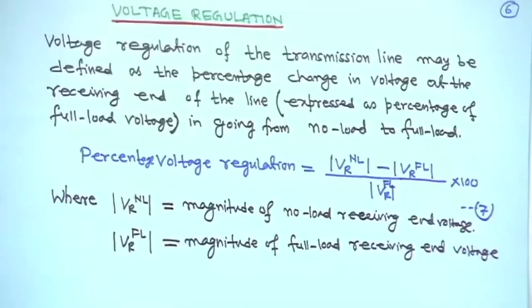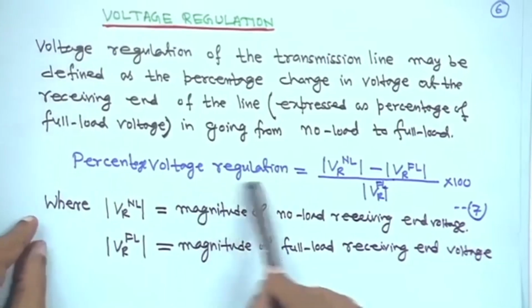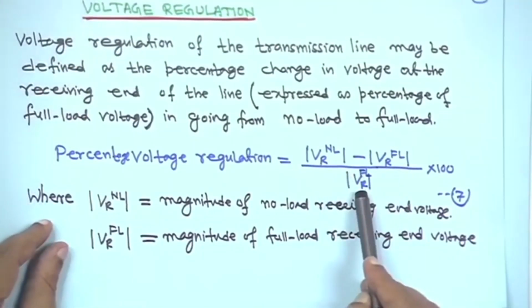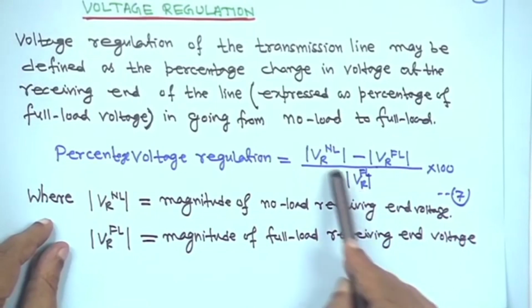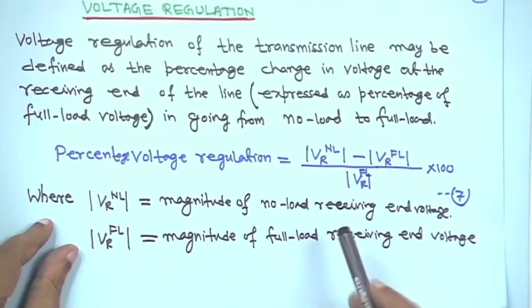Next you come to the voltage regulation. Voltage regulation of the transmission line may be defined as the percentage change in voltage at the receiving end of the line, expressed as percentage of full load voltage, in going from no load to full load. That is your percentage voltage regulation. Everywhere magnitude is taken, but I will not say magnitude again and again; I will simply say receiving end, sending end.